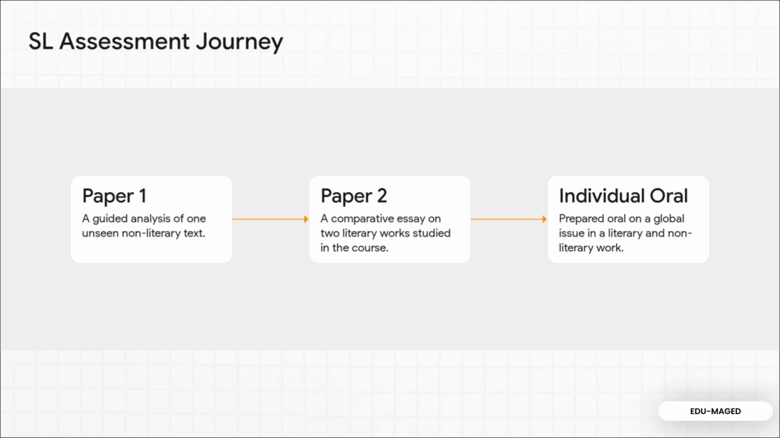So let's break down that journey. First up, you've got Paper 1. This is where they have to analyze a non-literary text they've never seen before, right there, on the spot. Then there's Paper 2, which is more familiar territory, a comparative essay on two of the literary works you've studied in class. And finally, the internal assessment, the individual oral. This is where the student gets to shine, preparing an oral response that connects one literary and one non-literary work to a global issue that they choose.